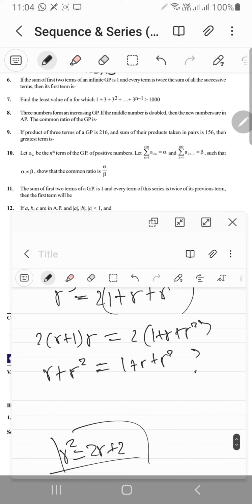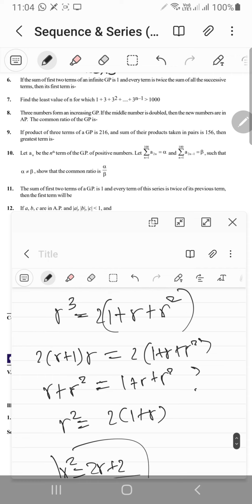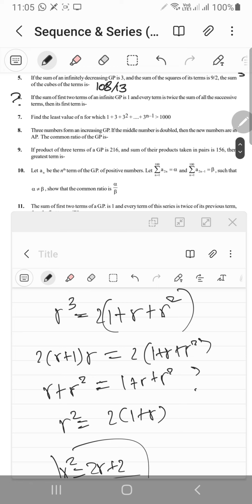I mean, look at this. You got r cube equal to that, but at the same time, r squared is just 2 times of 1 plus r. And then putting that in there, just get 2 times of 1 plus r times r. And that gives problematic stuff. So this just cannot happen. Yeah, that's the thing. It just cannot happen. Right. Okay, whatever. I'm just gonna go to the next question.